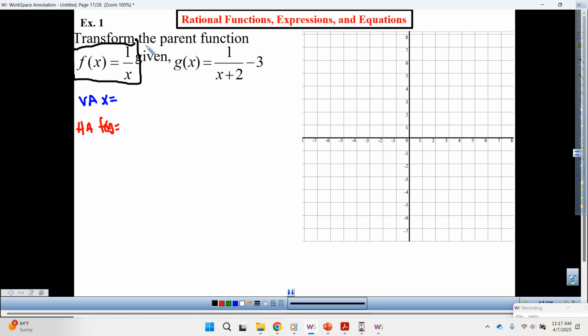All right, it looks like Monza's got it. Very good, Monza. Marin got it. I see you. So let's go with Gabriel. What is the VA? 0. And the HA? 0. Okay, so let's do that. So the VA at 0. And the HA at 0.